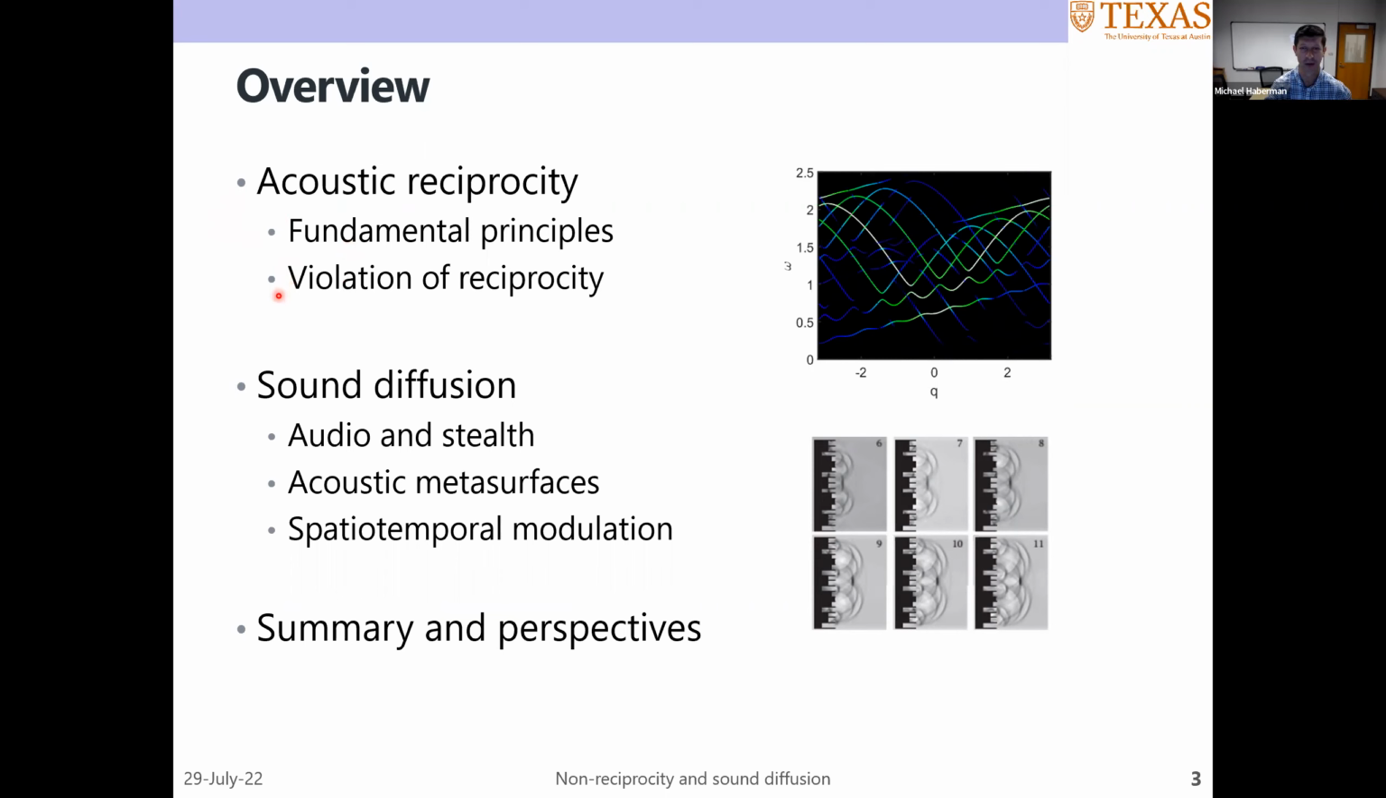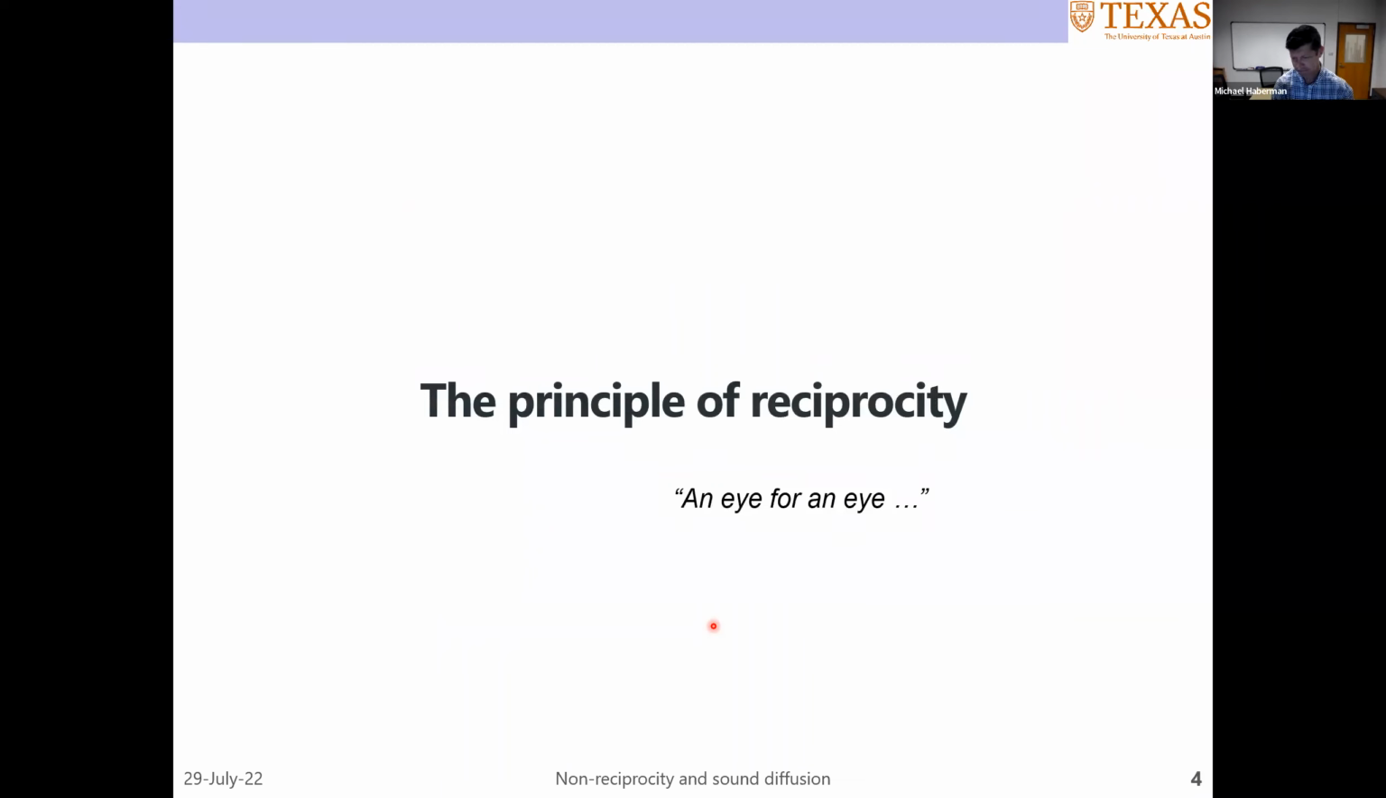As an overview of the content, I'm going to talk about reciprocity, specifically some of the fundamental principles of reciprocity that we all know quite well and how we might violate them. Then I'm going to talk about sound diffusion, specifically in audio applications, and how that might be applicable to metasurfaces, and then applying spatiotemporal modulation in order to violate reciprocity and see what happens with respect to diffusion. And I'm going to provide a little bit of summary and perspectives on that.